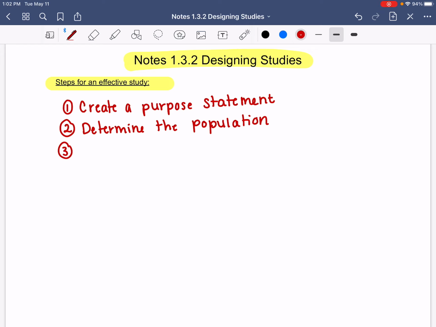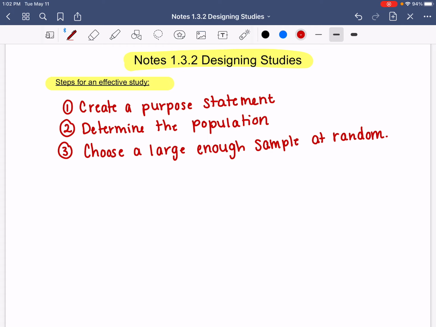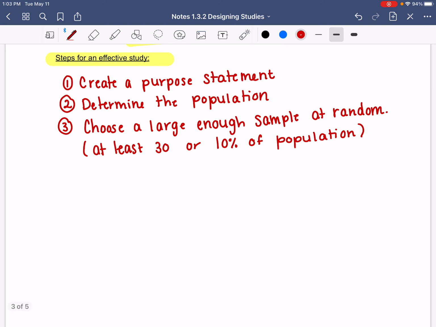Step 3, you want to make sure that you have a large enough sample. You want to choose it at random. So large enough kind of depends on your situation. You want it to at least be 30, or you want it to be about 10% of the population if you can. So it just kind of depends on the situation, the context.